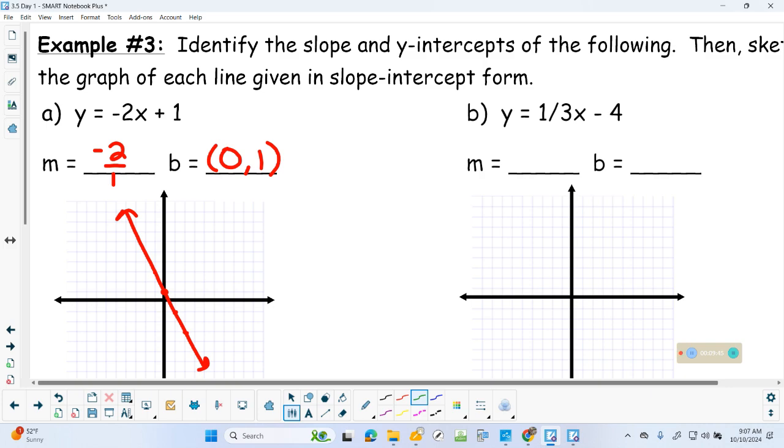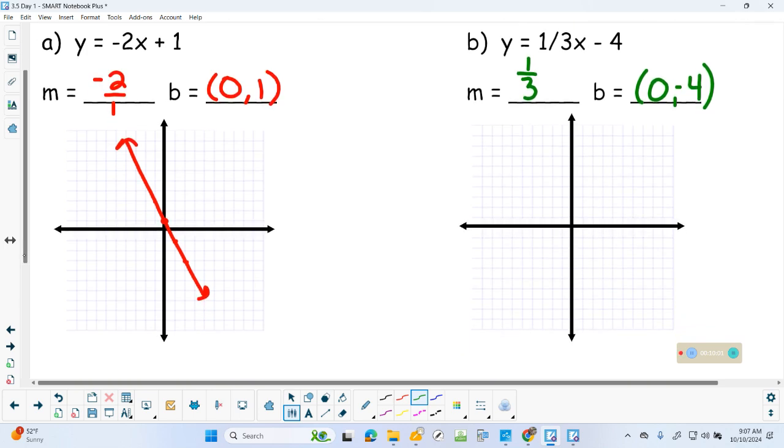Okay, all right. What's your slope on B? 1 over 3. Now we're going to write the y-intercept as 0, negative 4. Let me scroll mine up a little bit, I feel like my graph's way at the bottom. So let's plot 0, negative 4 first, right on your y-axis. From there, I'm going to count the slope. Our slope's 1/3, so the rise is 1 and the run is 3. So up 1, right 3. Up 1, right 3. I'm going to put one more because I can't draw straight.